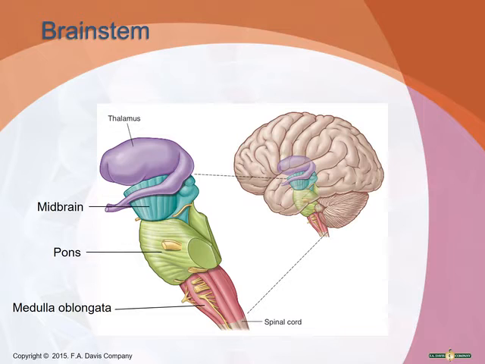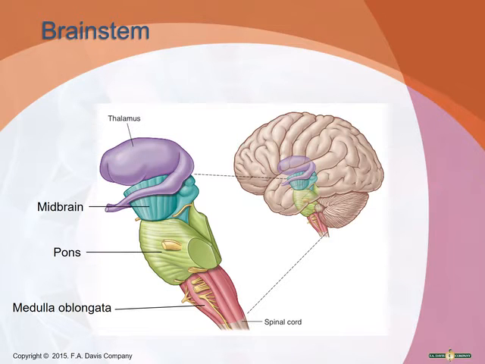It also contains centers for auditory and visual reflexes, so hearing and seeing reflexes, as well as clusters of neurons integral to muscle control. The pons contains tracts that convey signals to and from different parts of the brain. Several cranial nerves arise from this area.